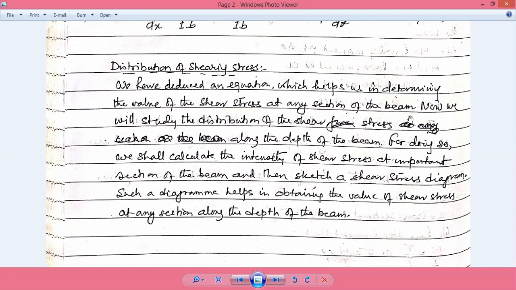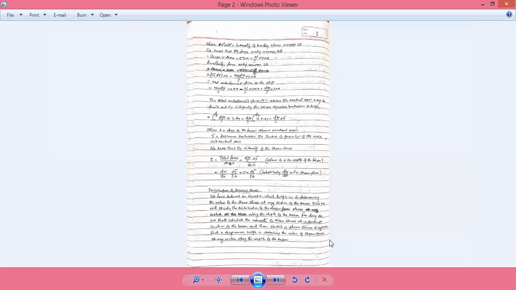So here, for the value of shear stress at any section, we have to calculate the distribution along the full depth of the beam itself. For doing so, we calculate the intensity of shear stress at the important sections of the beam and then sketch a shear stress diagram. Such a diagram helps us to determine the value of shear stress at any section along the depth of the beam itself.